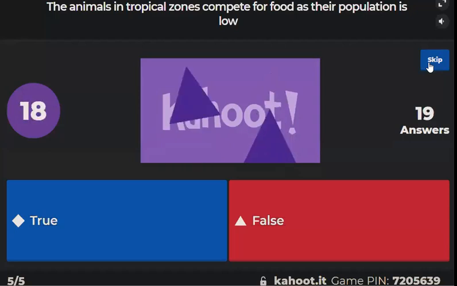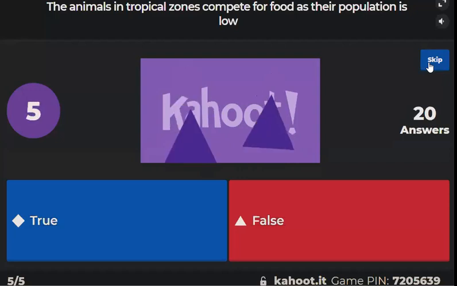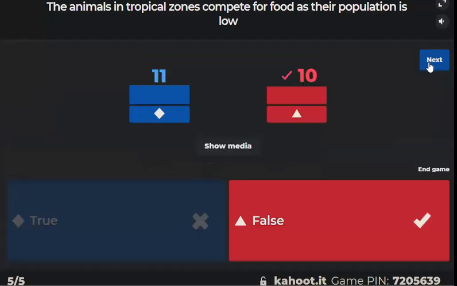Very good. 19 answers within 10 seconds. What about other three students? Yes, Mansa, what happened? False, no. Their population is high, right? Their population is high. The first statement is correct. Second statement, the population is high.